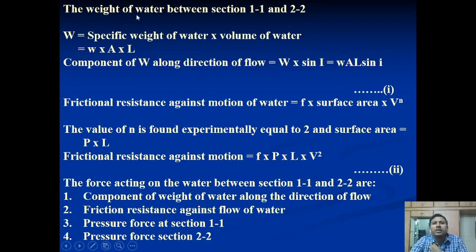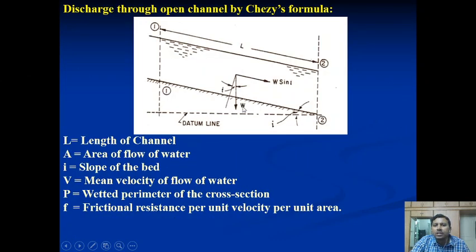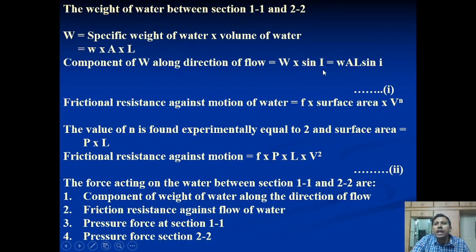First, we consider the weight of the water between section 1 and section 2. The weight of the water is the specific weight of the water times the volume of the water, and the volume is the area into the length. Earlier I told you that we are resolving all forces in the x direction, so we take the component. This component resolved in the x direction is in the opposite direction of this angle, so I take the value of sine I. So it is W sine I, where W is the weight of the water. Inserting W in the equation, it is w A L sine I, right? You call this equation 1.